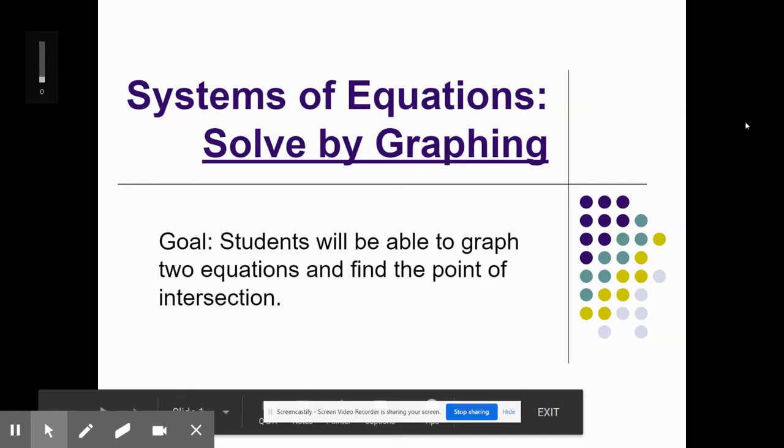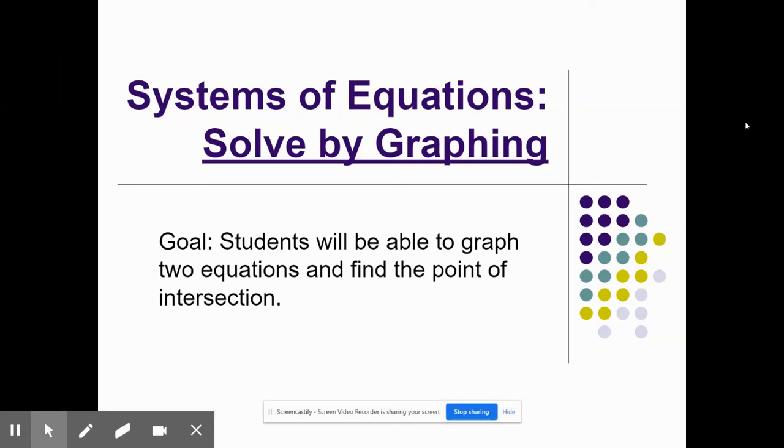All right, so we've spent a lot of time talking about how to solve linear equations, and now we're going to move on to how to solve a system of linear equations. So we're going to focus on solving a system of two equations. There's lots of different ways to do this, but we're going to start by solving by graphing.